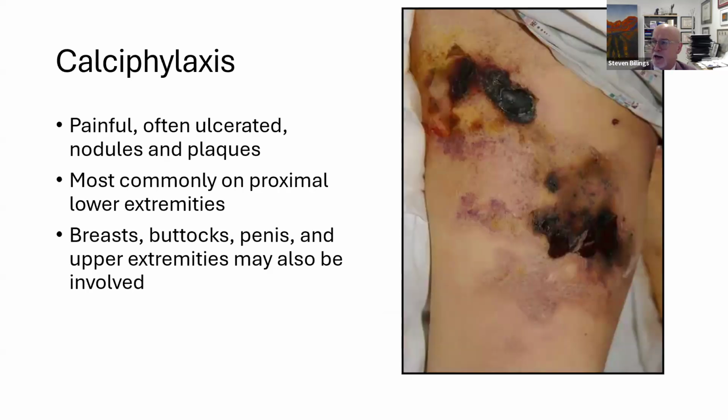Calciphylaxis presents as painful, often ulcerated nodules and plaques, usually on the thighs, but you can see it anywhere. You tend to see it where you have more fat-rich areas like the thighs, the breasts, buttocks, but you can also see it in the penis, hands, etc. You can see it in any part of the skin.